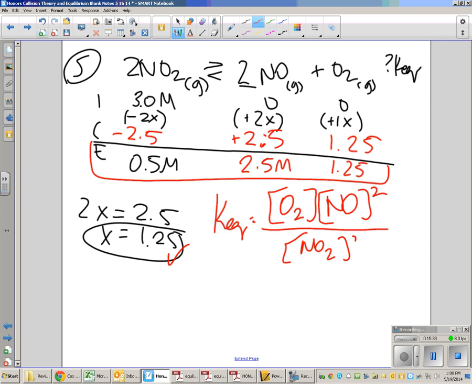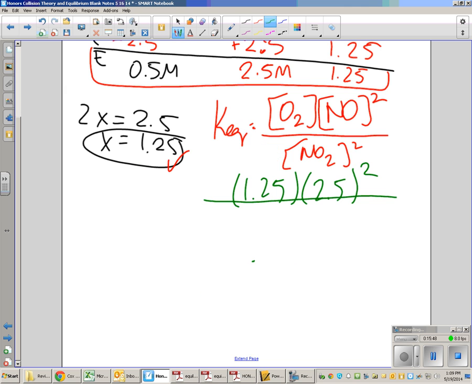NO2 squared. Okay, so now I get to plug in numbers, and this part's easy. O2 is 1.25. NO is 2.5. Don't forget to square over 0.5 squared. I don't know what that number is. It's whatever it is. 31.25.